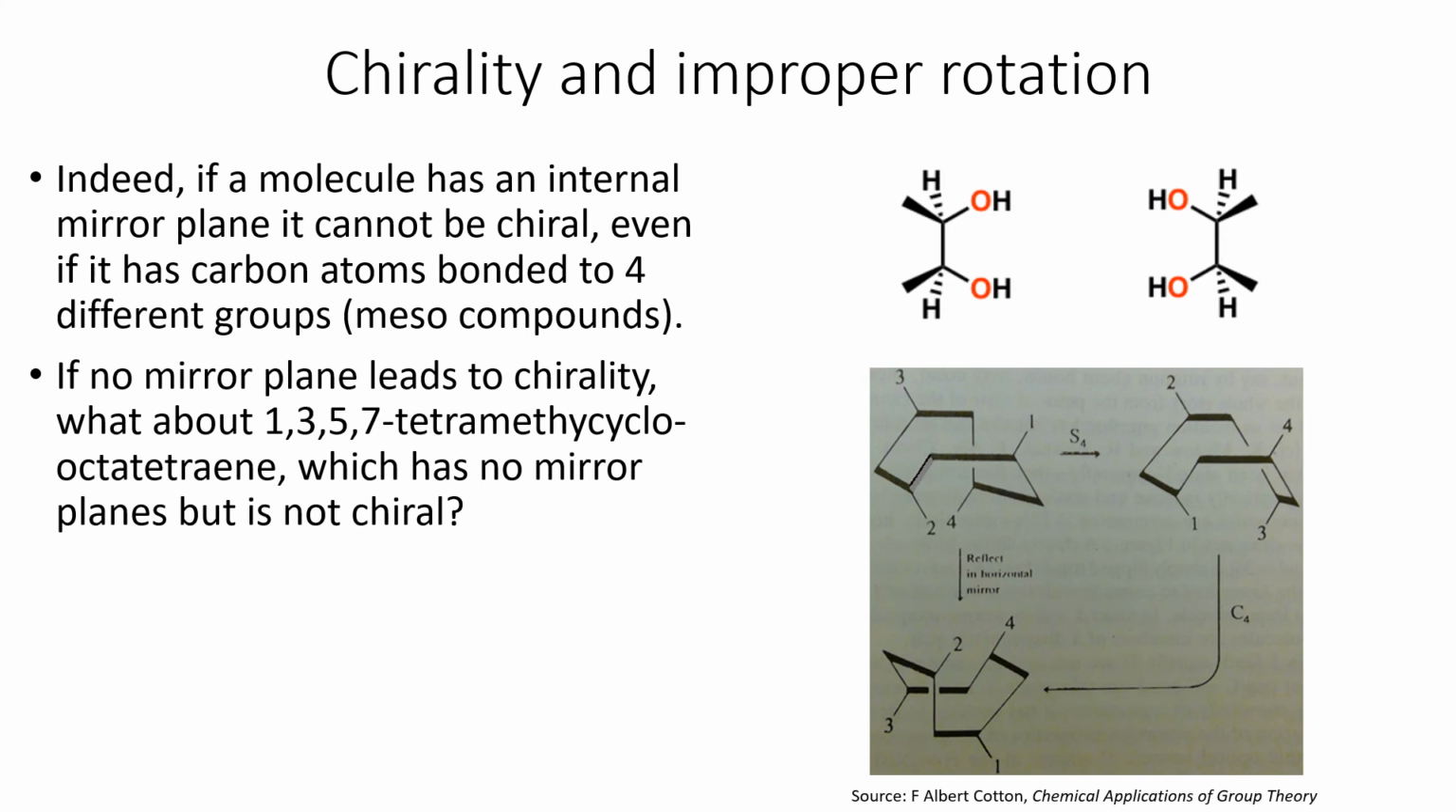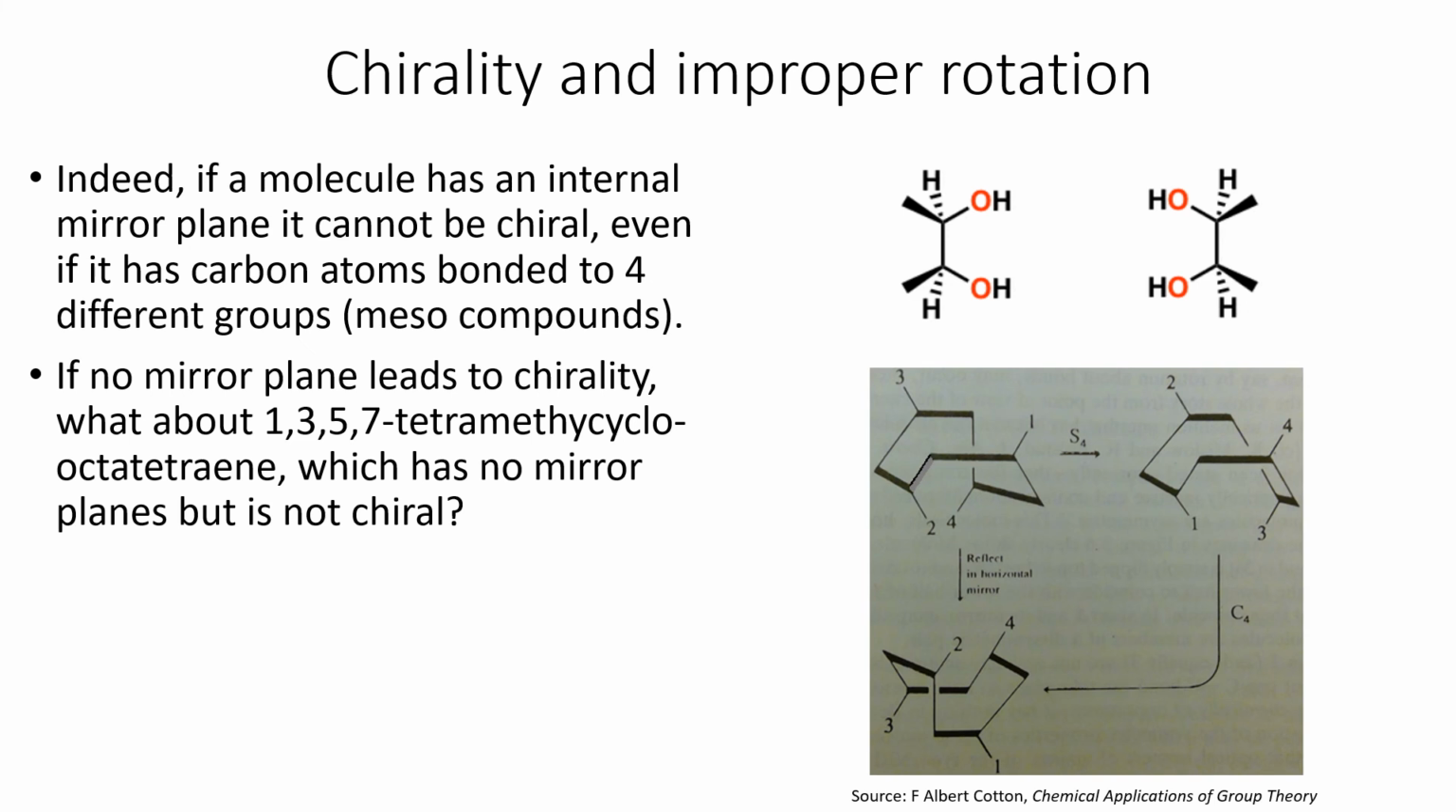But this molecule, despite having no mirror plane, in fact is not chiral either, and this is quite an interesting case. So it's this 1,3,5,7-tetramethylcyclooctatetraene. You can see in the diagram on the right the shape, and the thicker bonds there are meant to represent the double bonds. You can see I've just had to correct one of the bonds in the picture on the top left.